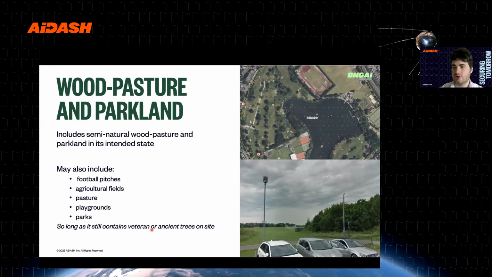But yeah, are there ancient and veteran trees of biodiversity value on site? That is the defining diagnostic characteristic of this. And the Woodland Trust data layer only has so much information. So you do need to know a bit about the site to reach this classification by doing that field visit.